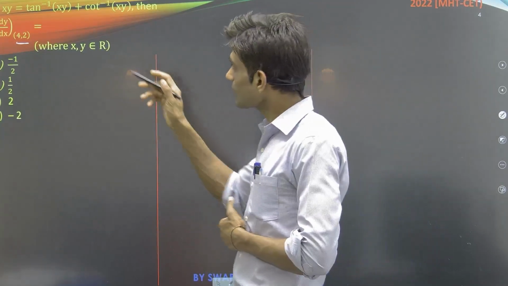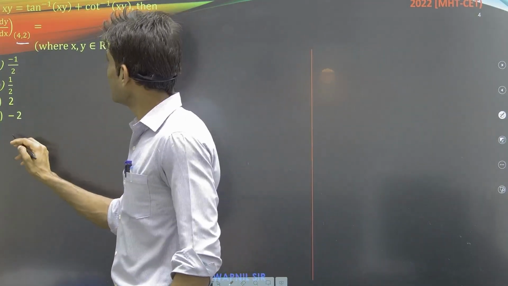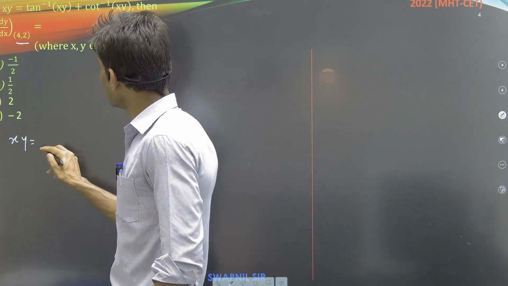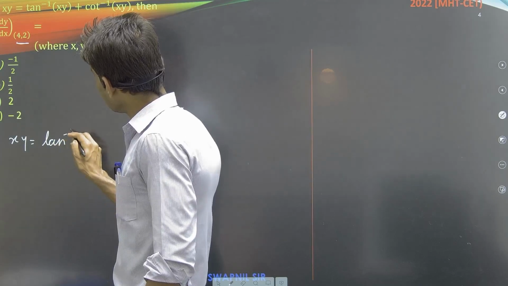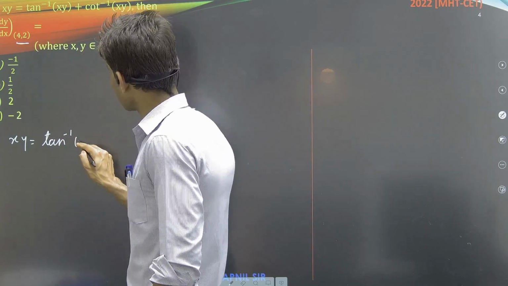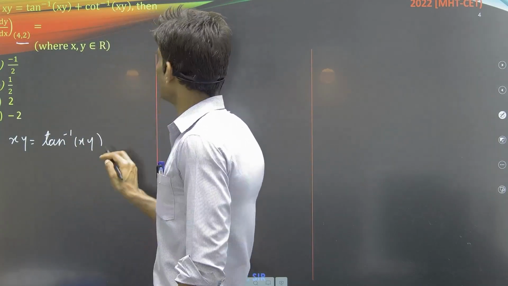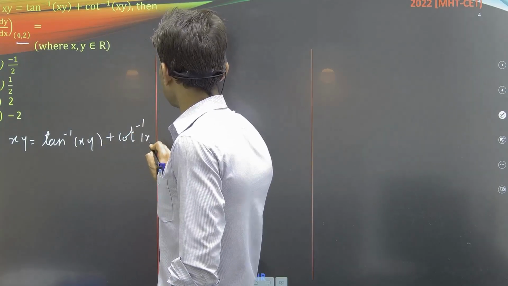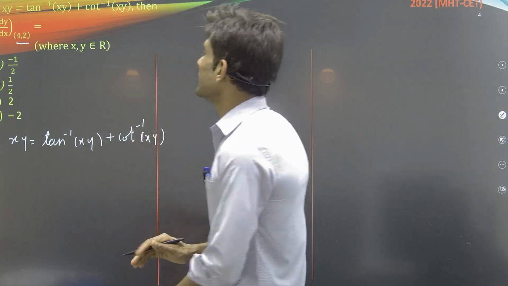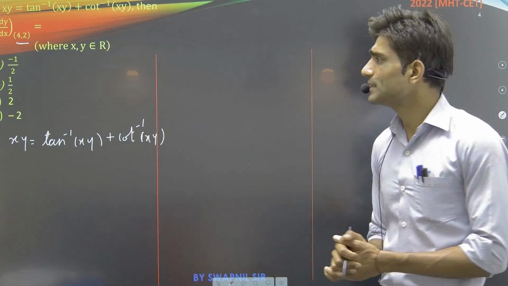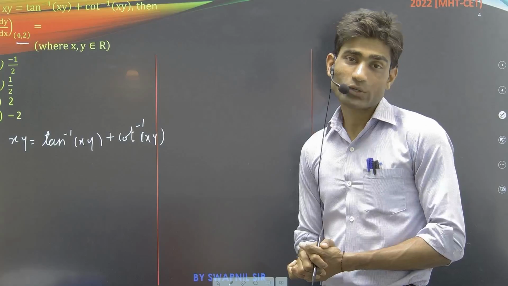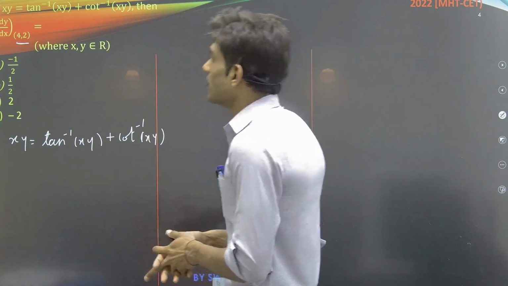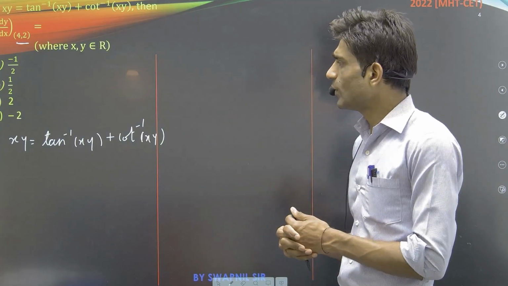So our function, what we have been given, is xy equal to tan inverse of xy plus cot inverse of xy. This one is our required function, xy equal to tan inverse of xy plus cot inverse of xy here. Now see that we want the differentiation of this function.